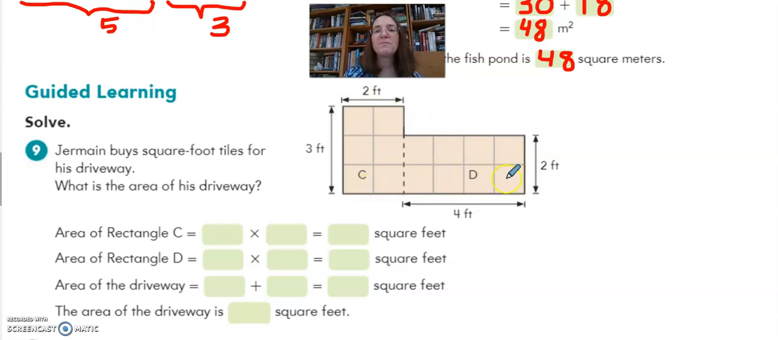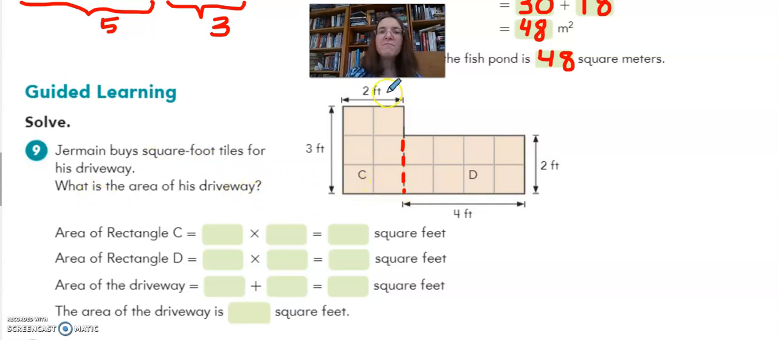So this is the shape of his driveway. And do you see this cool thing they did here? He said this is a complicated irregular polygon, but he can divide it up into two separate rectangles. So, what is the area of his driveway?